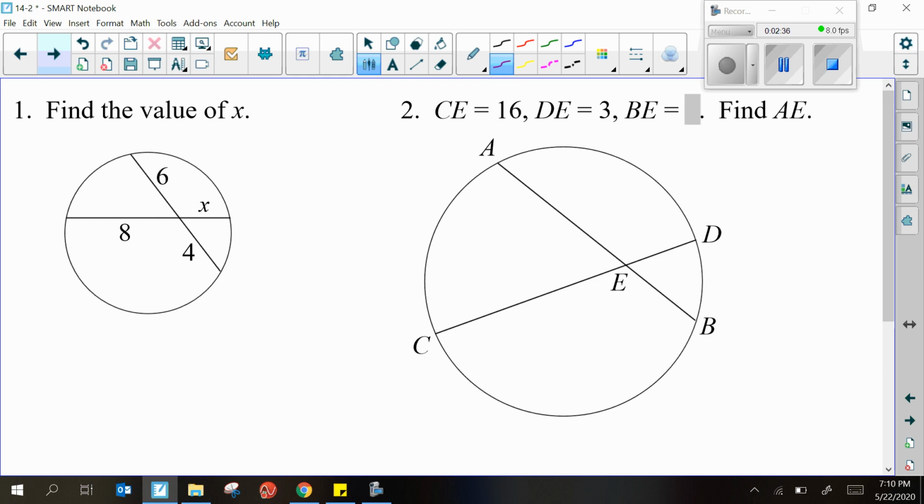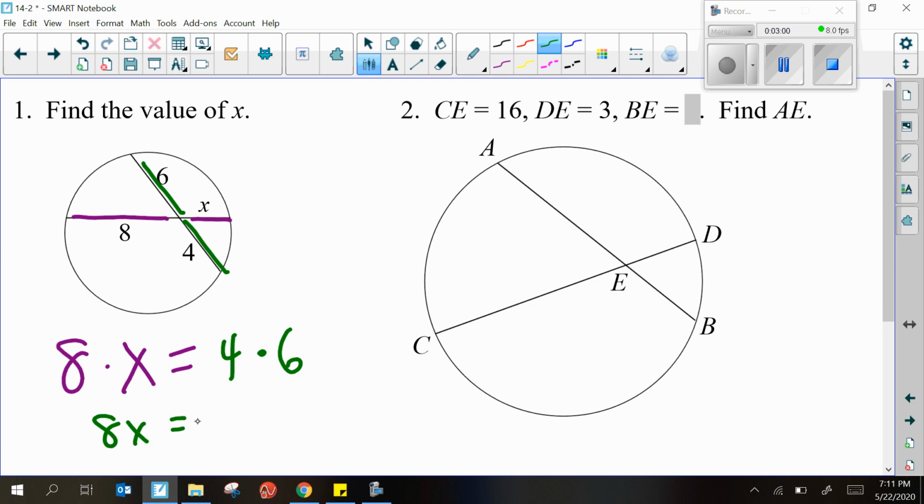Let's give it a try. So number 1, I have two chords that intersect. So all I have to do is say 8 times x equals 4 times 6. I don't have to worry about setting up the similar triangles. I can go ahead and prove it to someone, but I know that's how it's going to end up. So I have 8x equals 24, divide by 8, x is 3.